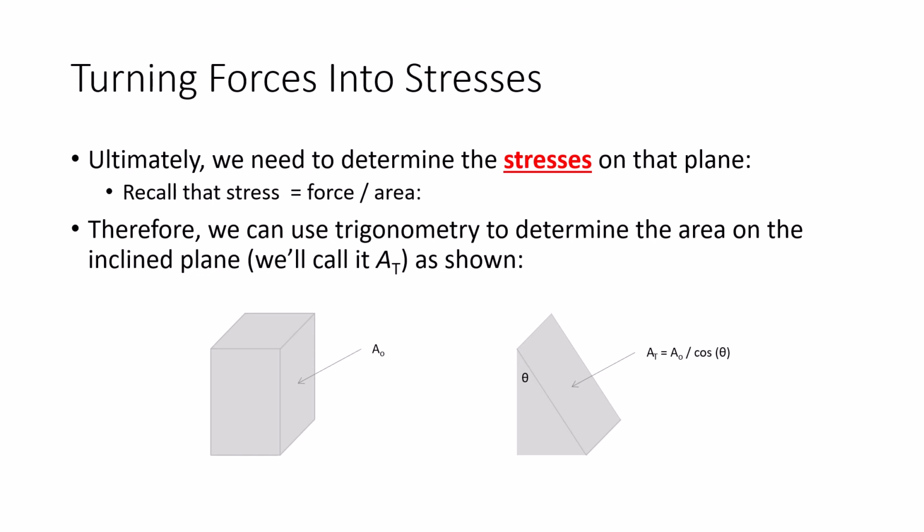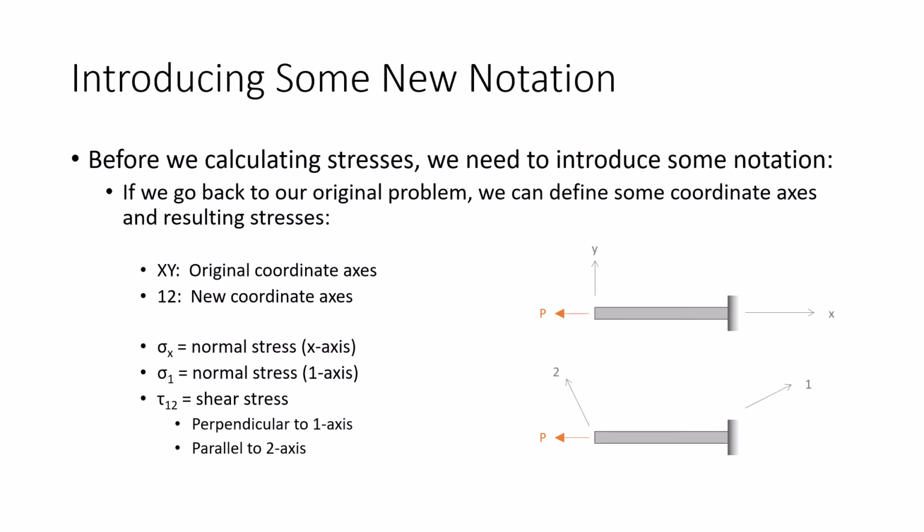Here, I'm going to call this A naught, and we'll call this AT, right? So some area A naught, AT, is the area divided by the cosine. The area is going to get bigger as we make that cut. So I'm going to take these and divide them by the areas. Now, before I do that, I'm going to introduce some terminology.